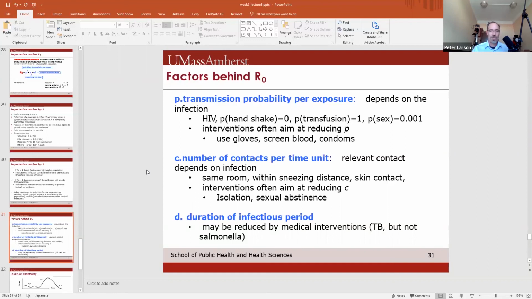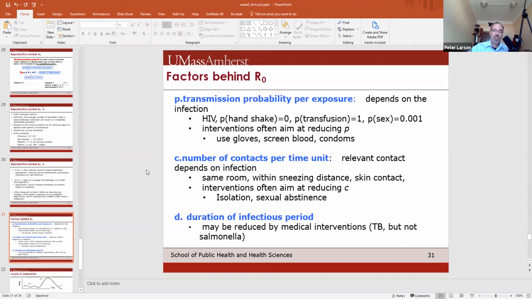Number of contacts per time unit. The relevant contact depends on infection. So are you in the same room? Are you outside? All these different things are going to impact the number. And so like with COVID-19, one way of trying to get infection down was to have people not be in small rooms with one another, have them eat outside, these kinds of things.